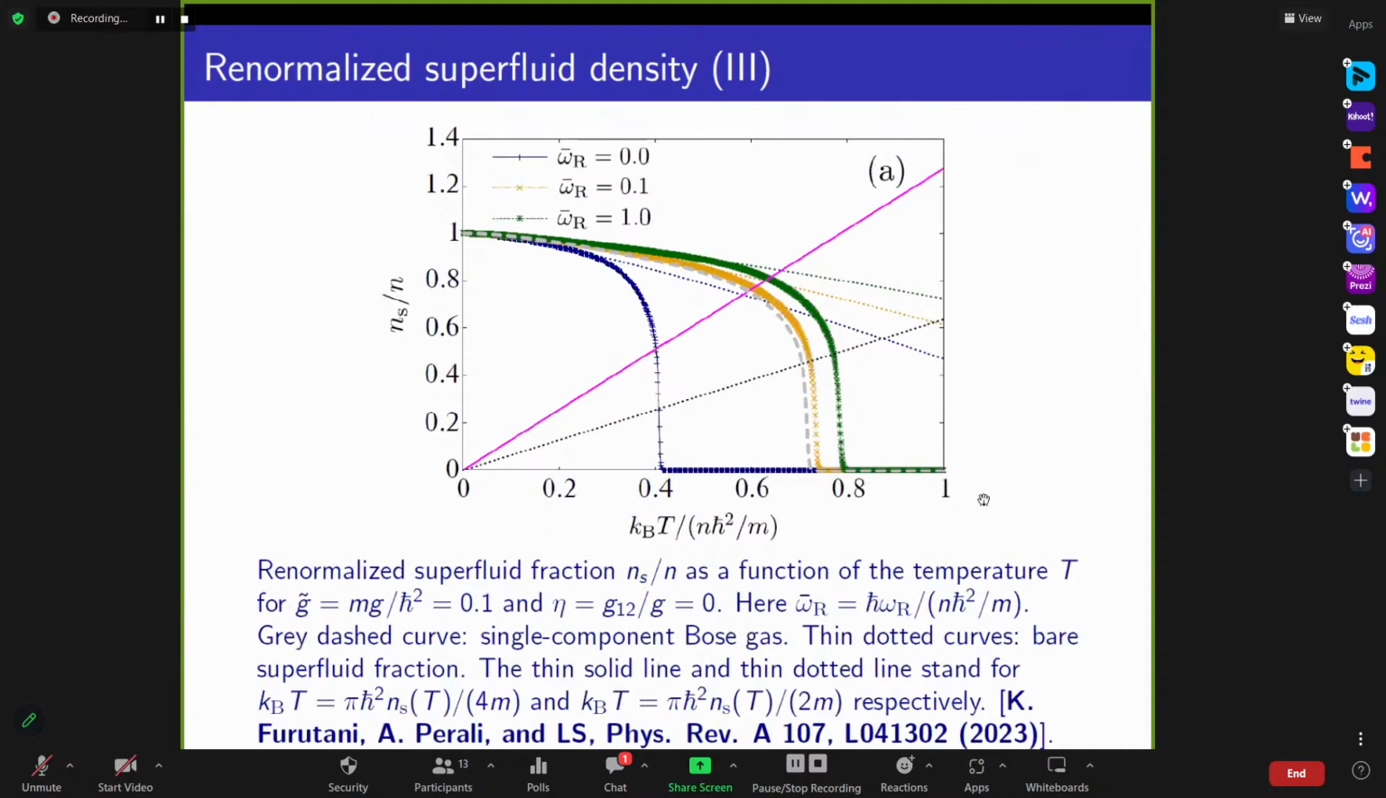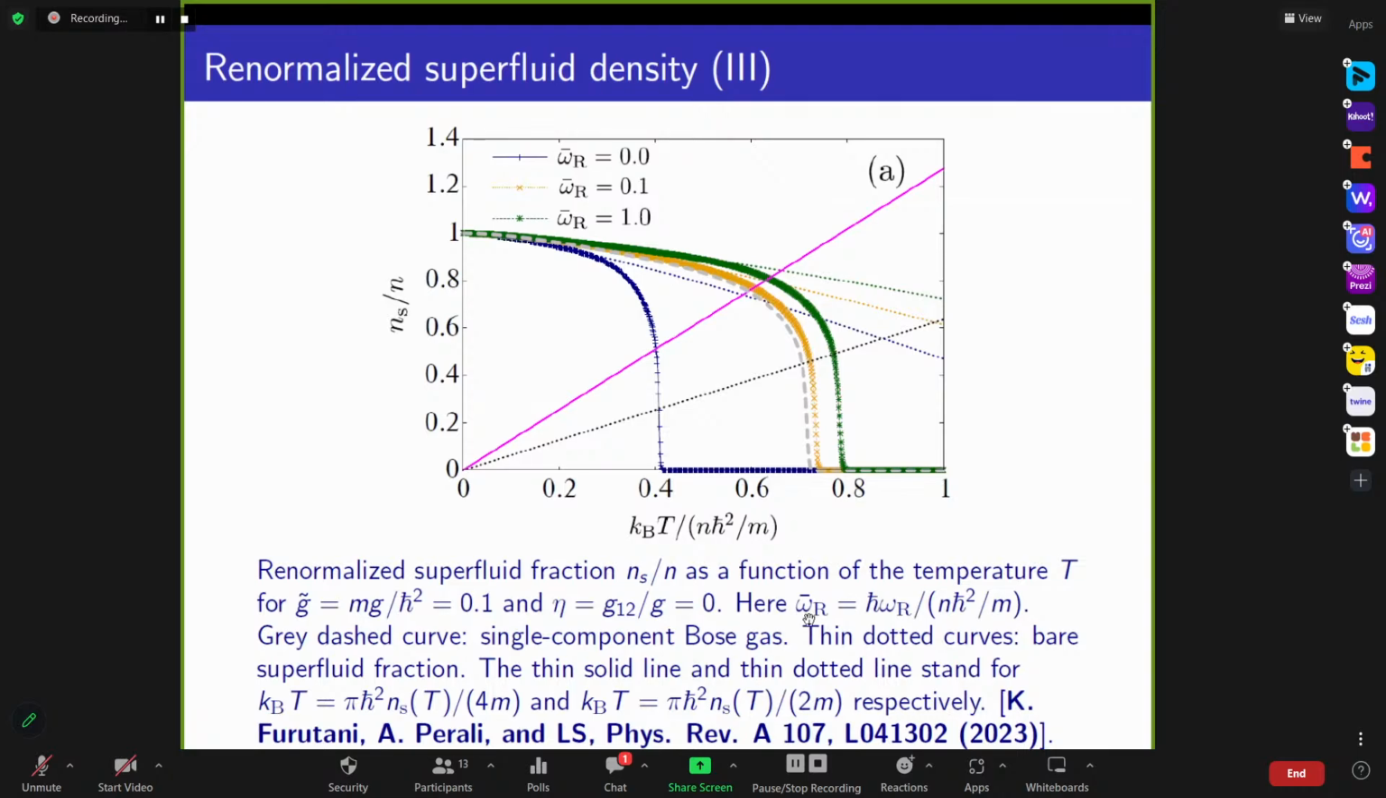Now, taking into account the equation and solving them, one can calculate the renormalized superfluid density that is shown in this plot as a function of the temperature. And here is shown for three different values of the Rabi frequency. For instance, Rabi frequency equal to 0 is the black blue dots, and instead the green correspond to Rabi frequency 1. Well, 1 obviously in some units.